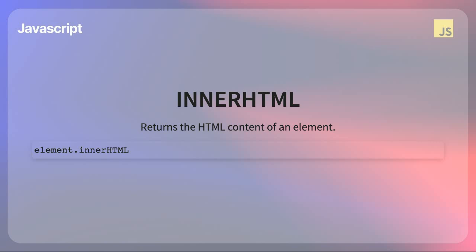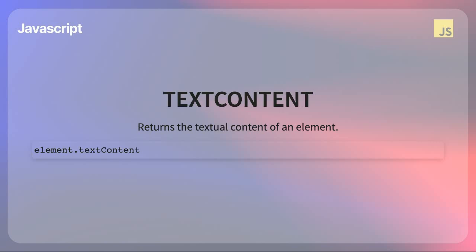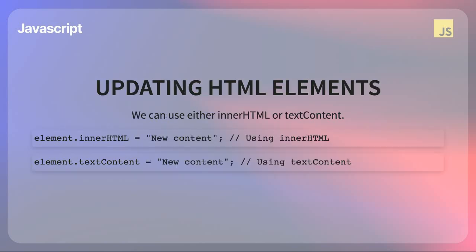It includes all child elements. textContent returns the textual content of an element as a string. It excludes any HTML tags. To update an HTML element using innerHTML or textContent, we can simply assign a new value to the property.